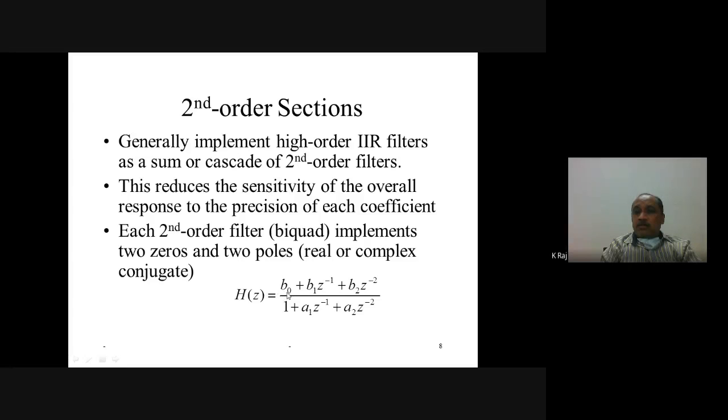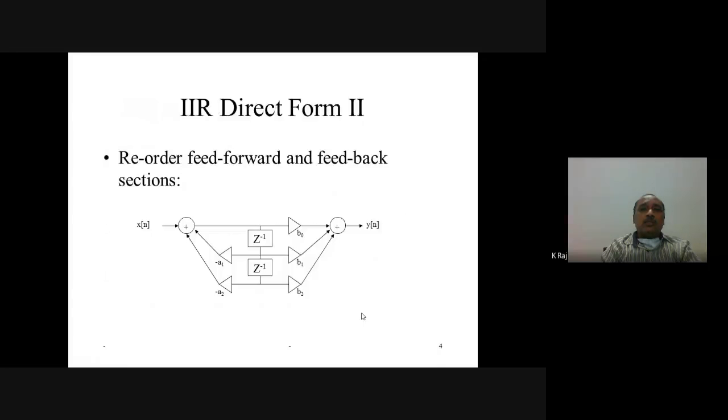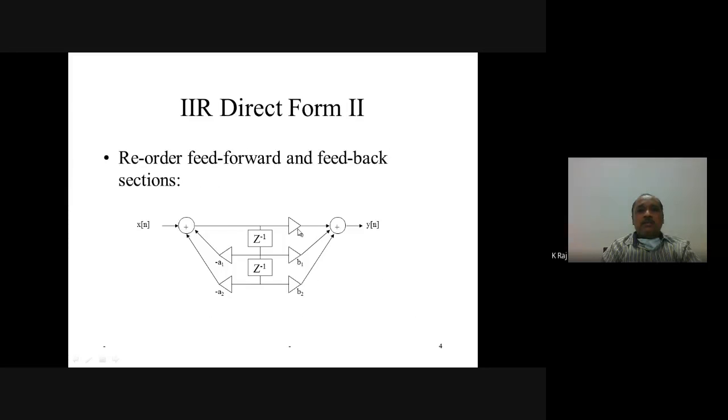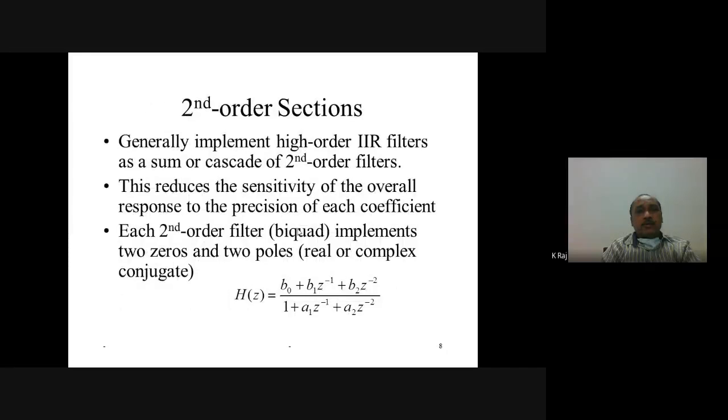The transfer function of this second order section may be represented in this manner: b0 plus b1 z to the power minus 1 plus b2 z to the power minus 2, divided by 1 plus a1 z to the power minus 1 plus a2 z to the power minus 2. Now we can see the architecture of these filters. This is the direct form 2 and this is the direct form 1 realization of the second order or biquad section of the IIR filter.